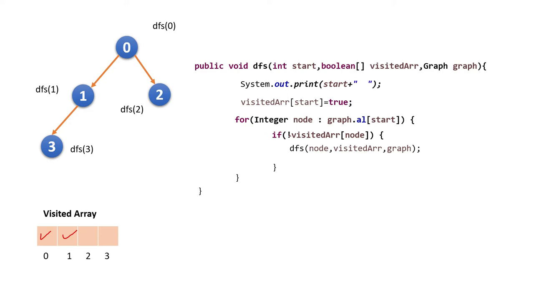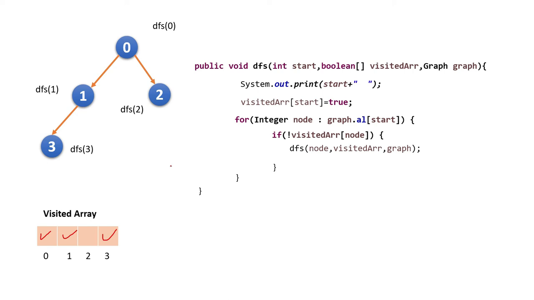That is not visited, so we will do a DFS for 3 also. It will print 3 here, and then mark 3 as visited. Then as 3 has no adjacent nodes, the program will return. So it will return from here, then return from here, then come here. The next node it will take is 2, and it will do a DFS for 2. So this is all about how we can do a DFS traversal using recursion.